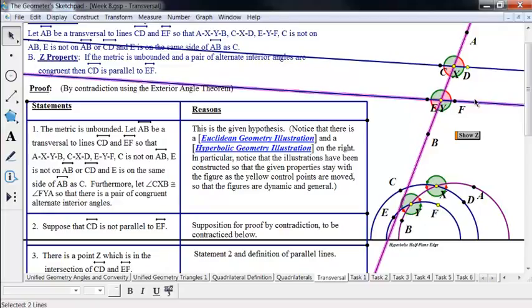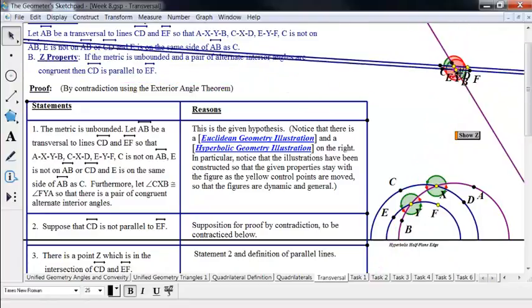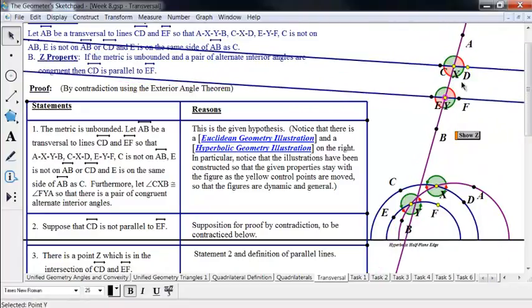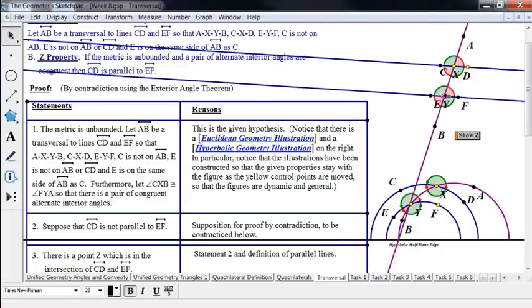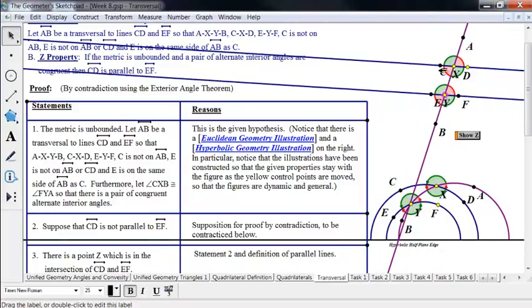Well, these can't be the same line because we've said point E is not on AB or CD, so it's not on AB. So they're not the same line because E is not on this line, and that keeps it from degenerating to be the same line. And so that keeps Z from being X. Well, where else could Z be?